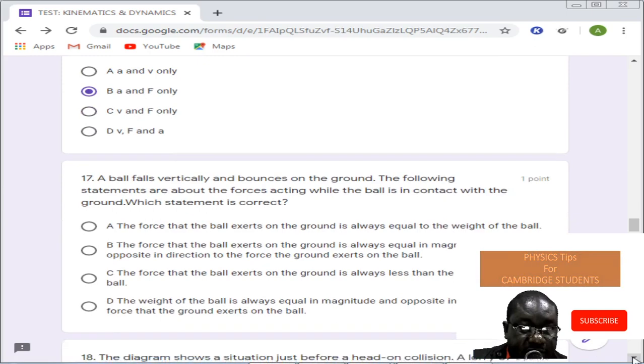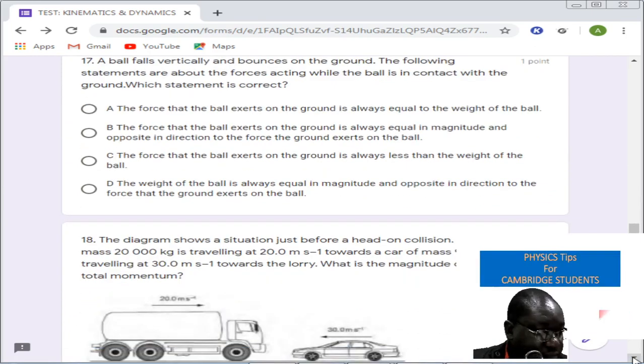Number 17. A ball falls vertically and bounces on the ground. The following statements are about the forces acting while the ball is in contact with the ground. Which statement is correct? A says the force that the ball exerts on the ground is equal and opposite to the weight of the ball. B says the force that the ball exerts on the ground is always equal in magnitude and opposite in direction to the force the ground exerts on the ball. That's Newton's third law. That should be correct.